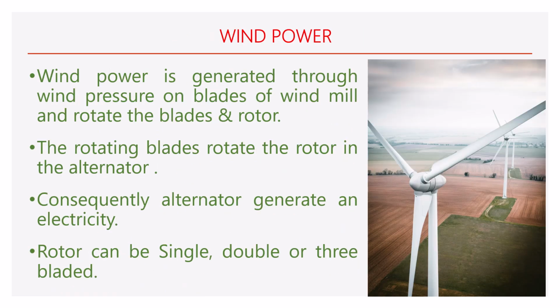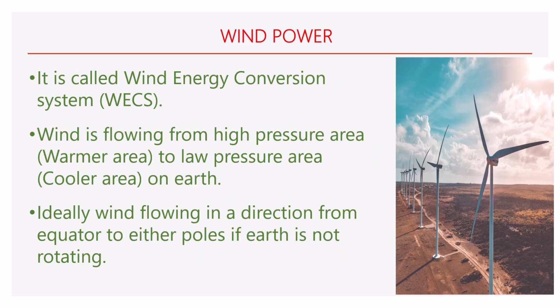Wind power. Now, what is wind power? Wind power is generated through wind pressure on the blades of a windmill, which rotate the blades and rotor. The rotating blades rotate the rotor in the alternator. Consequently, the alternator generates electricity. The rotor can be single, double, or three-bladed. It is called the wind energy conversion system, WECS.